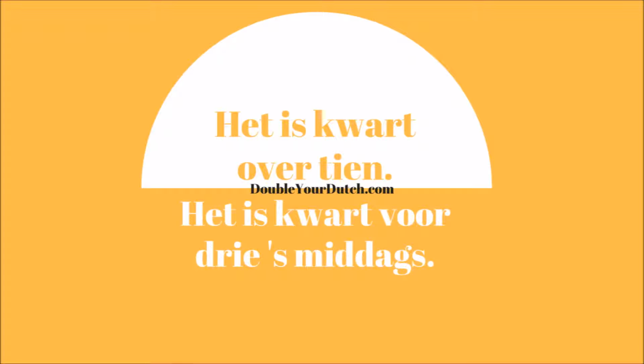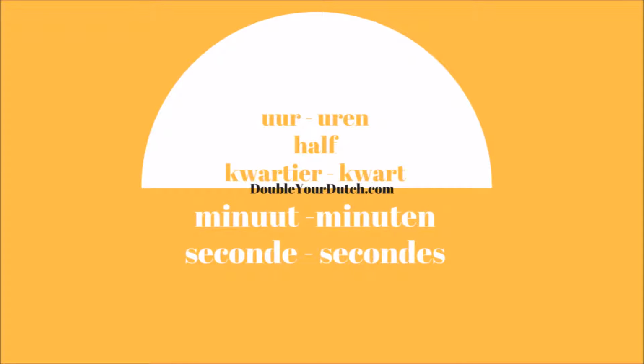So it's 2:45 in the afternoon. So in terms of the general words you need, uur, uren, although uren is not really used when telling time. Half is half. So 2:30 is half 3. Kwartier or kwart. If you say 15 minutes, you say a kwartier in essence. If you're telling time, then you just shorten it to kwart. So kwartier voor 3 becomes kwart voor 3. This is what we use. But outside that, you would always say kwartier.